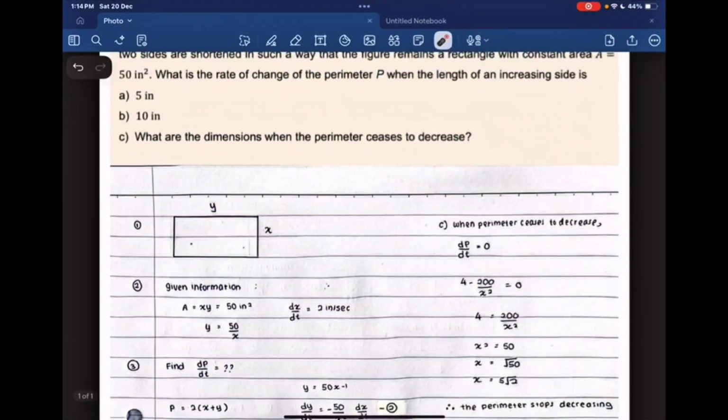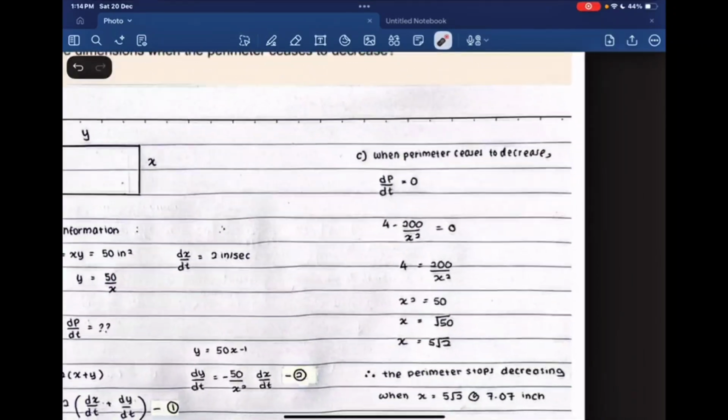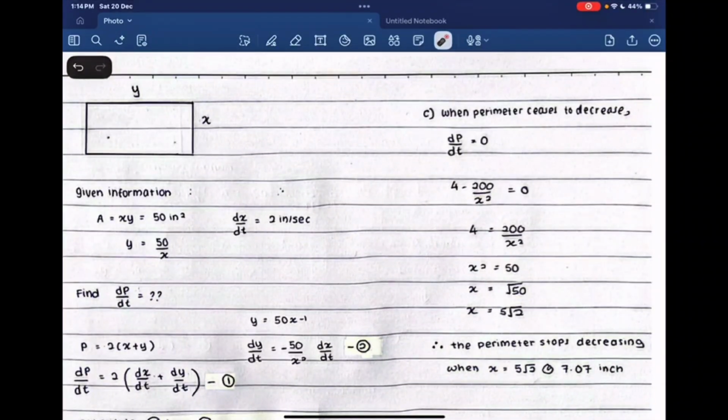Now let's move on to part C. What are the dimensions when the perimeter ceases to decrease? The statement that the perimeter ceases to decrease means dP/dt is equal to 0. We already found the dP/dt equation in the previous calculation, so we just substitute dP/dt equals 0 and find the x value. The final answer is 5 square root 2.